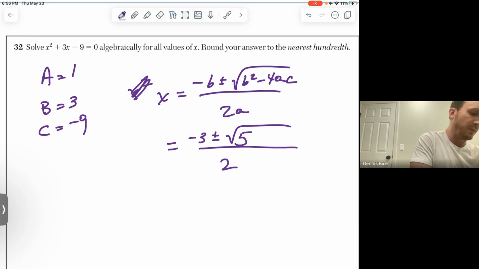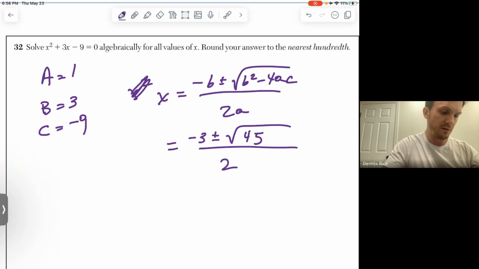4ac. I don't know why I wrote that. Sorry about that. Something looks suspicious. 9 minus, what should your radical be here instead? Plus 36? Is it 45? Sorry, when I wrote the formula down, I just put 4a for some reason instead of 4ac. I don't know why I did that. Yeah, 45.